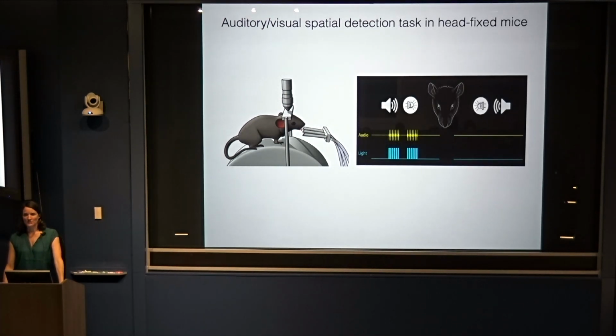The kinds of decisions I'll be telling you about today are pretty simple ones relative to the other ones that I have shown you before. They are spatial localization detection tasks where the animal is presented with either an auditory or a visual stimulus on the left or on the right, and the animal's job is to make a licking movement to the side corresponding to where the stimulus was.